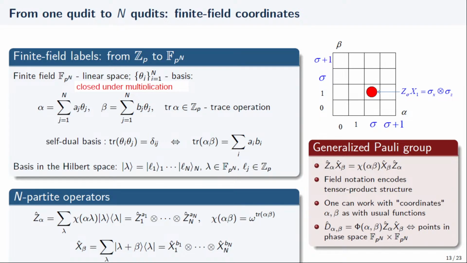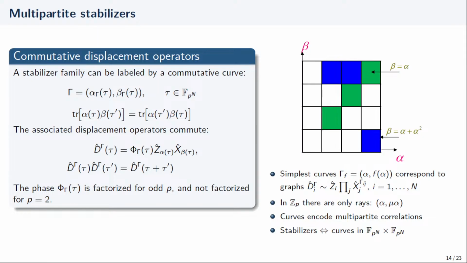This is the difference. So the same, we can introduce the phase space. I have no time, but, so we can do the same. We can associate each point of the finite phase space, whose axes are labeled by elements of the field, and put in correspondence to each n-partite operator a point in this finite field.